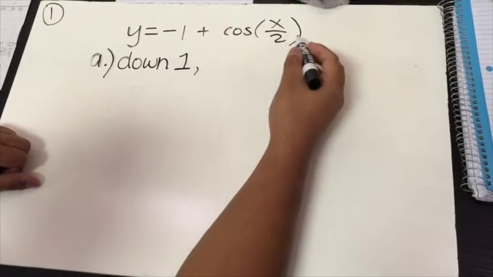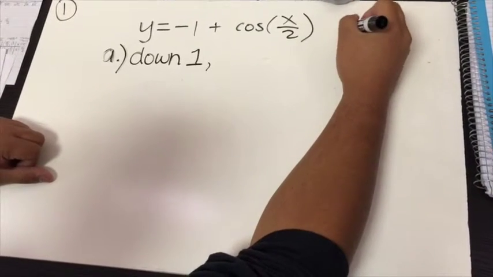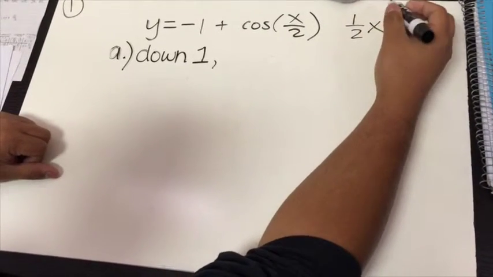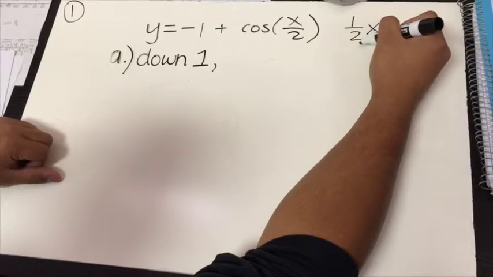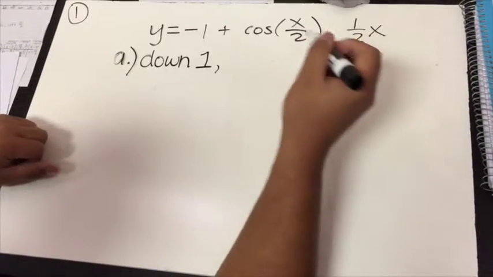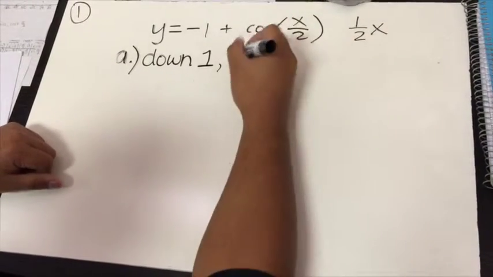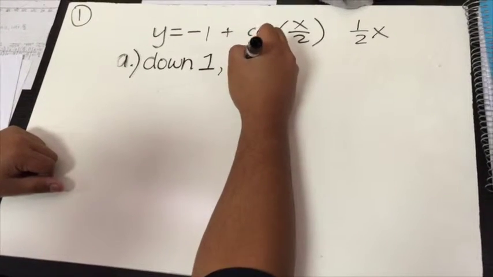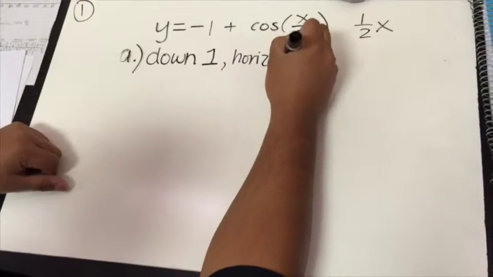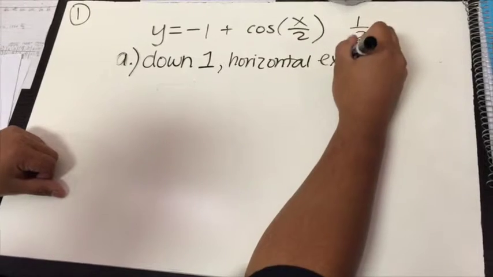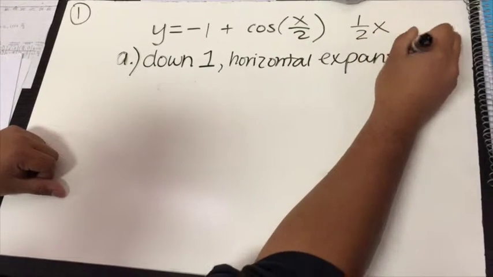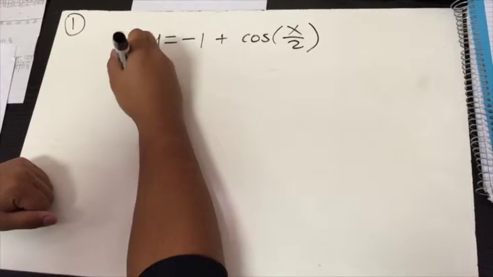And this x over 2 is the same thing as 1 over 2 times x, and this is a fraction, and it's inside the grouping symbol, so that is horizontal expansion. So horizontal expansion. Okay, alright, so part B.